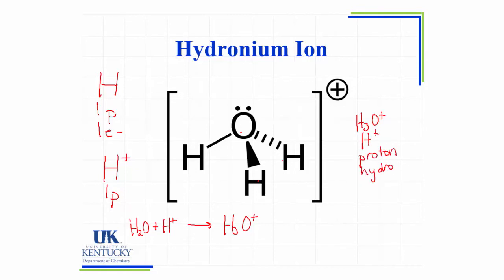So anytime we see H3O+, H+, proton, hydronium, all of these mean exactly the same thing. Although we write it in many different ways, it all means the hydronium ion, the H3O+. Frequently you'll see H+ written just as a shorthand, but we need to remember that it actually does mean H3O+.